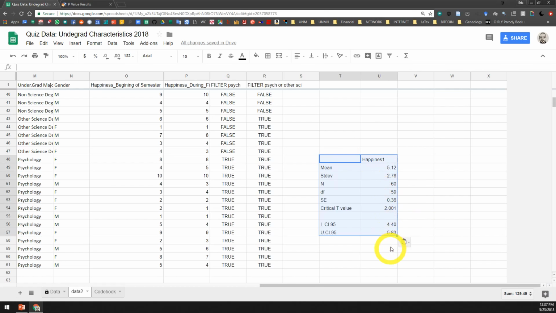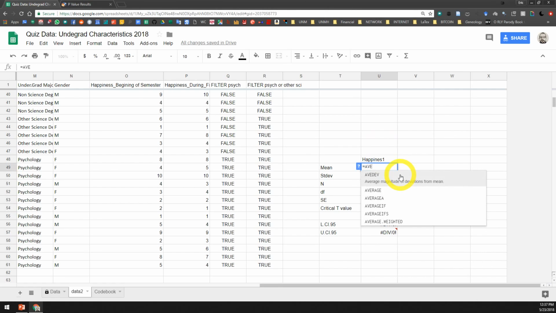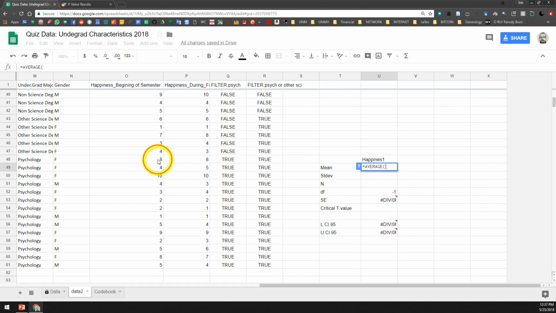You notice how these all correspond to the means for happiness at the beginning of the semester for all the observations. But remember, we just wanted a subset of just psychology. So let's delete our mean, our standard deviation, our number of observations, and we're going to have to calculate a new critical value. So our mean is now going to correspond to the average of just these guys, because these all correspond to psychology.